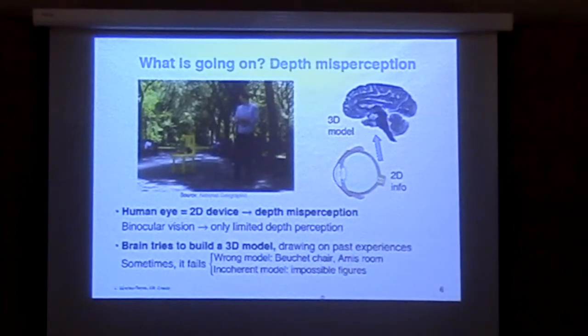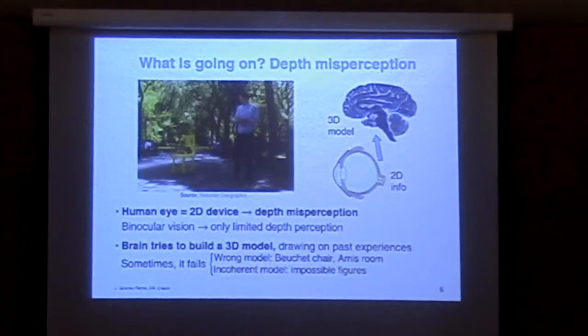That means that the human eye is a two-dimensional device. And we have binocular vision, stereo vision, but it gives us a very limited depth perception. The brain is always trying to build a 3D model of the surrounding environment, drawing on past experiences, but sometimes it fails. We have this video, in this room, called the Ames room, where you see a lady who is big here and small there, and suddenly the ball grows. And how is that possible? Well, this is an optical illusion called the Ames room. The trick is that we rely on previous experiences, and the 3D model we're building in our brain is wrong, it's not the right one.